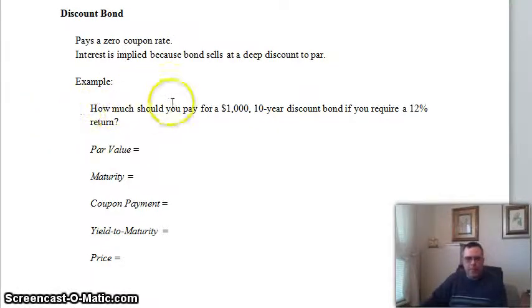So how much should you pay for $1,000? So now you're the bond buyer, not the bond issuer. How much should you pay for a $1,000 10-year discount bond if you require a 12% return? I've got our 5 key variables here, which again actually match up to the 5 gray buttons we've talked about in time value money problems. So for example, par value, that's going to be $1,000.